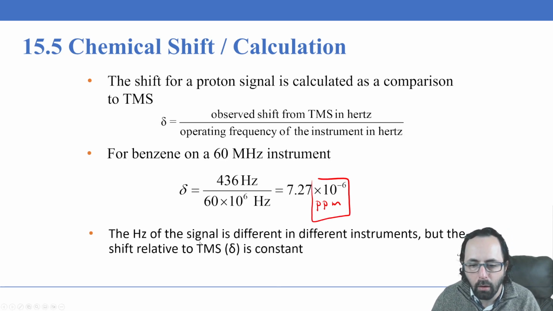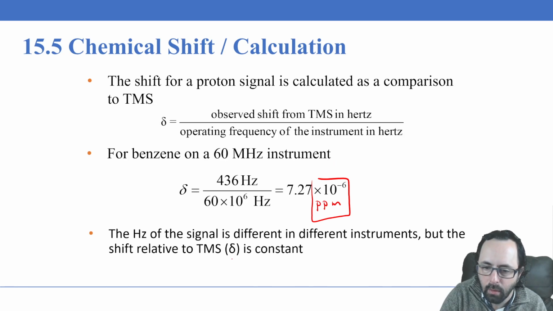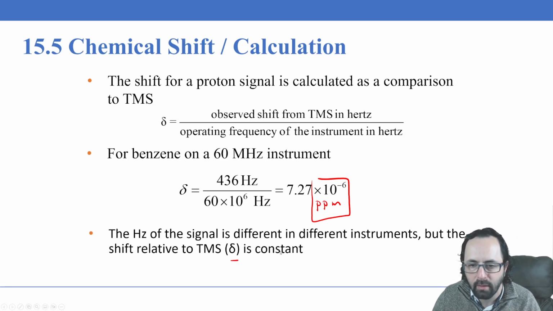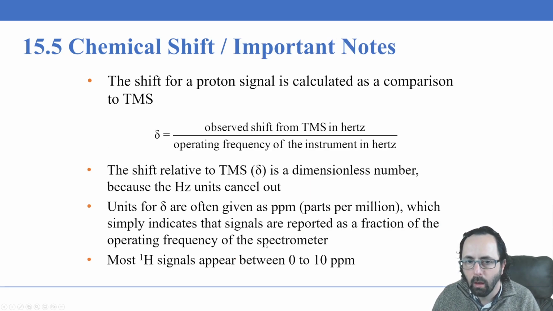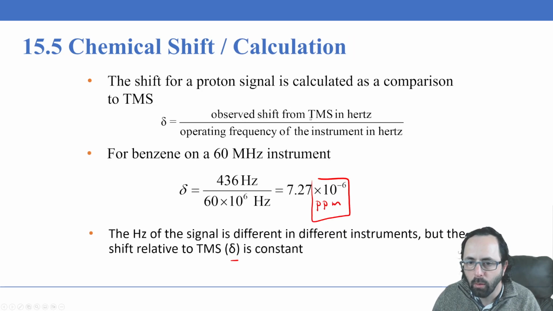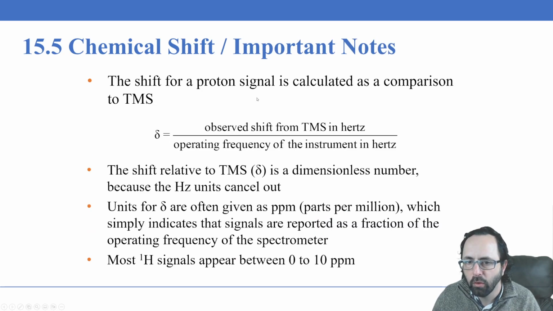And so although the hertz of the signal is different in the different instruments, the chemical shift, which is indicated by this lowercase delta, relative to trimethylsilane, is constant. So here, the shift for the proton signal is calculated as a comparison to that observed for trimethylsilane. So we have the observed shift of trimethylsilane, and we're going to call that 0. Then everything's going to be relative to that.